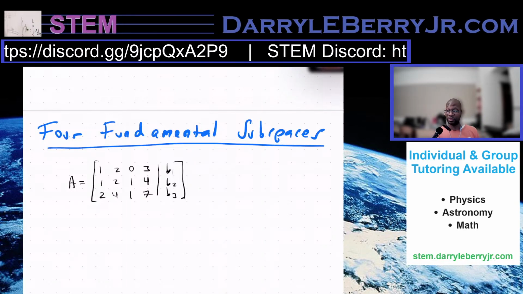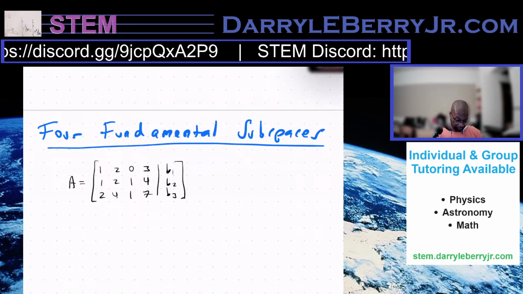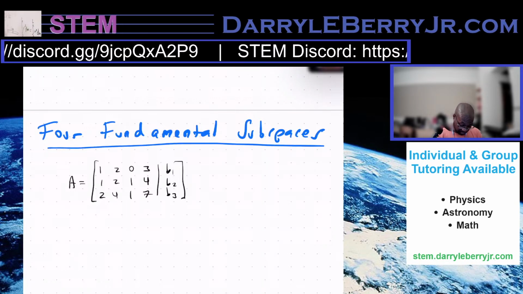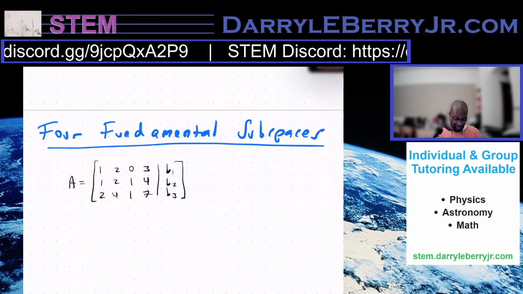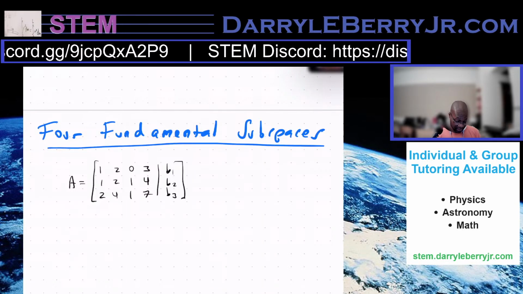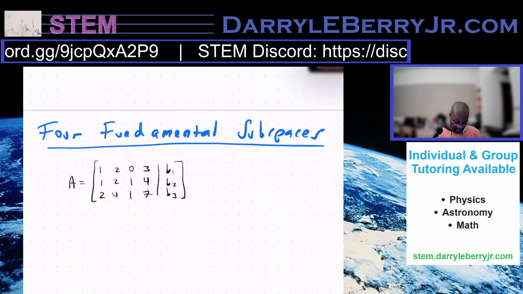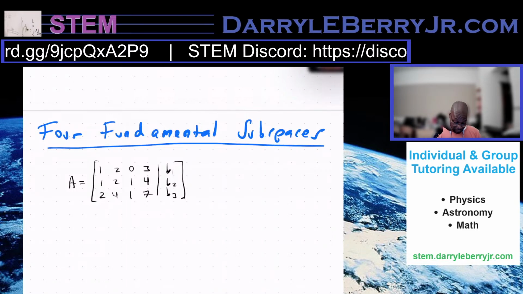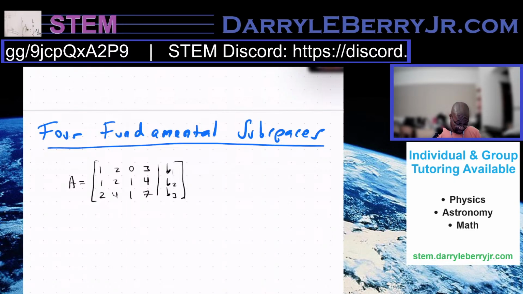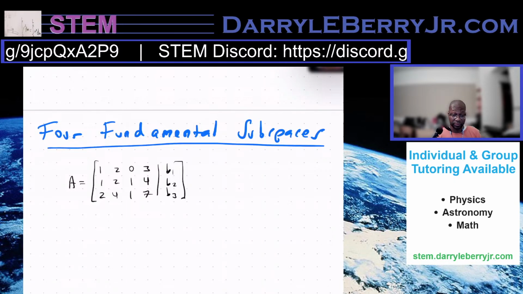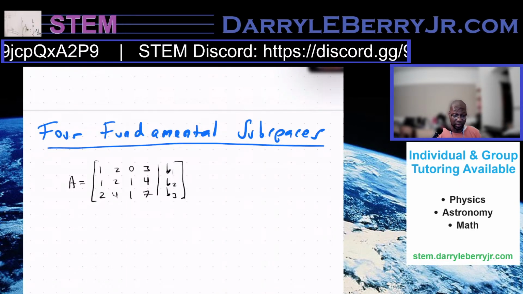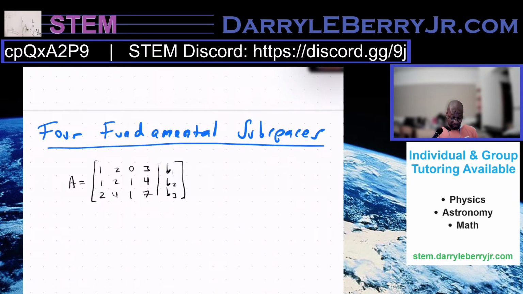All right, let me check my answers and make sure I got everything correctly. Left null space. Oh, and I swapped my negative. The left null space is (-1, -1, 1). Make sure you look out for the negatives. The null space is (-2, 1, 0, 0) and (-3, 0, -1, 1). The row space is (1, 2, 0, 3) and (0, 0, 1, 1). And the column space is (1, 1, 2) and (0, 1, 1).